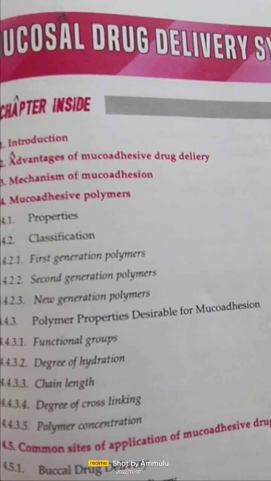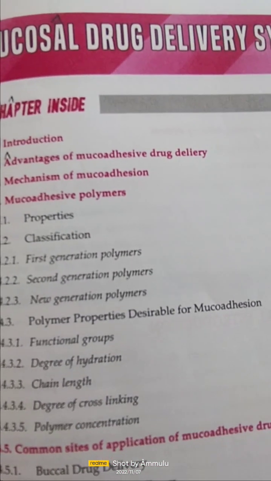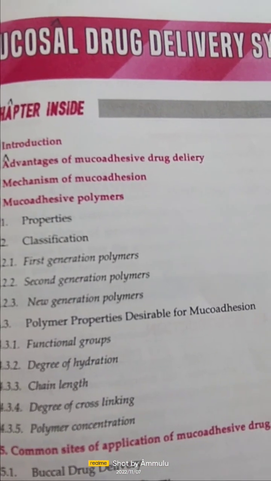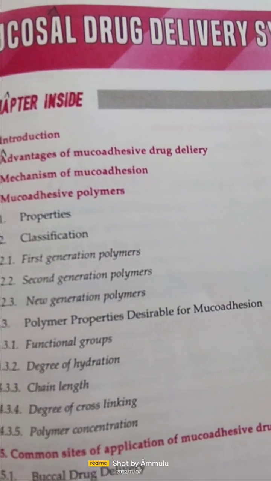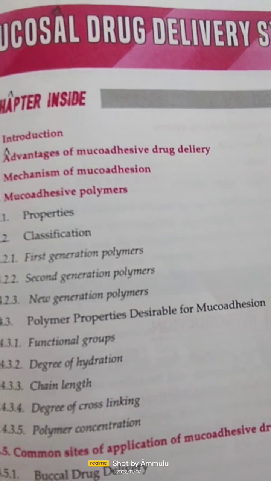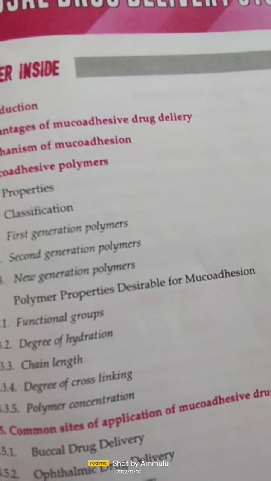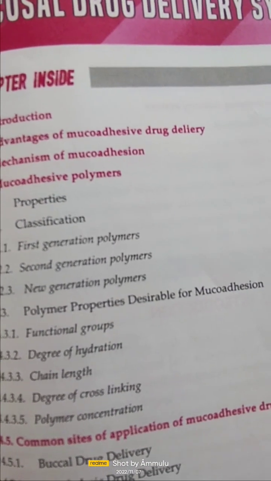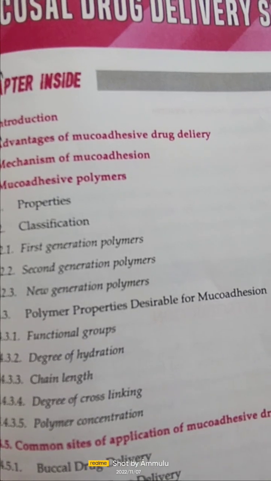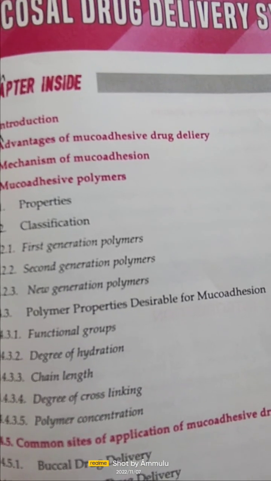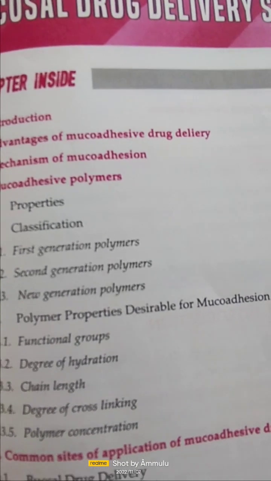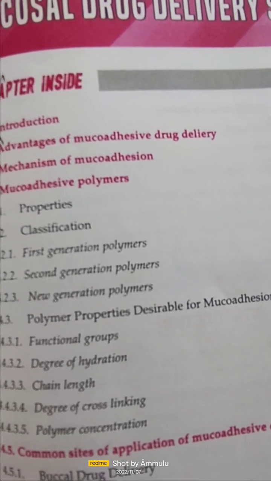Another topic is polymer properties desirable for mucoadhesion. What are the properties which are desirable for mucoadhesion? That will be studied in this unit. And functional groups, degree of hydration, chain length, degree of cross-linking, and polymer concentration can be discussed in this video.